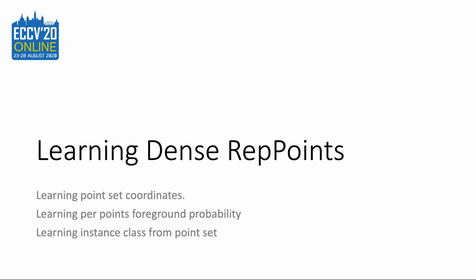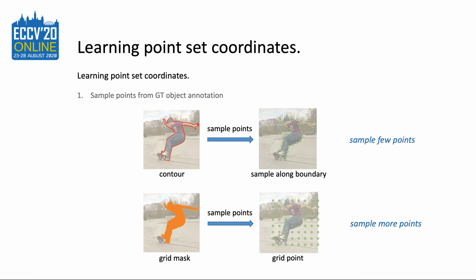Next, we describe how we learn these RepPoints. We will first talk about how to learn point set coordinates. Next, we present how to learn per-point foreground probability. Finally, we show how to learn instance class from the point set.